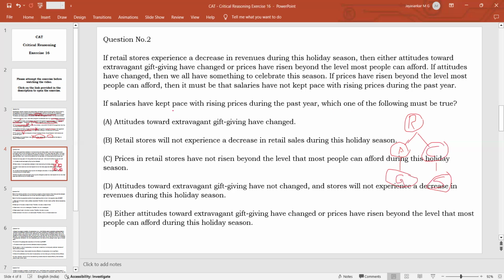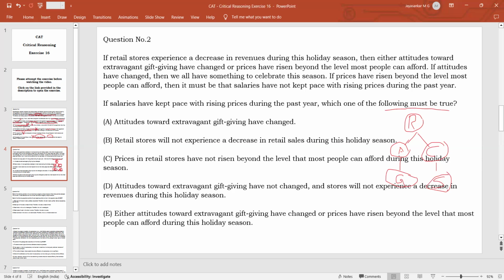Now, our question is, if salaries have increased with the rising prices, which of the following must be true? So, the condition is that if sales are coming down, then either people have changed their attitude, or the cost has become too much. If cost has become too much, that means salaries have not increased along with the prices. If salaries have increased with the prices, meaning salaries are keeping pace with the prices, which is the thing that is definitely true.